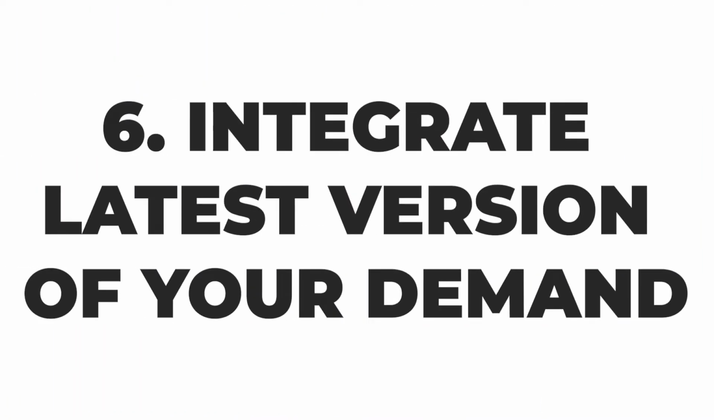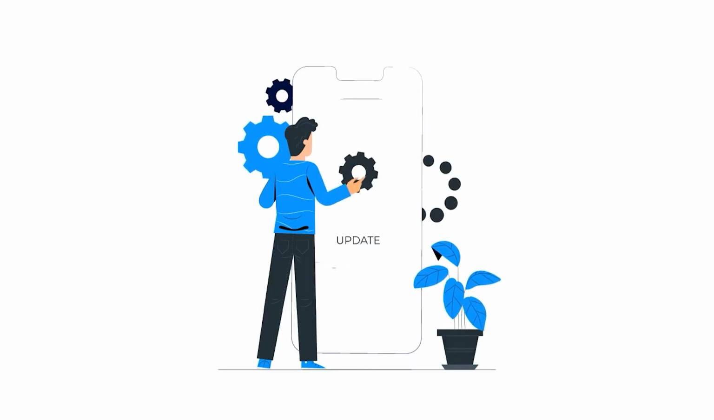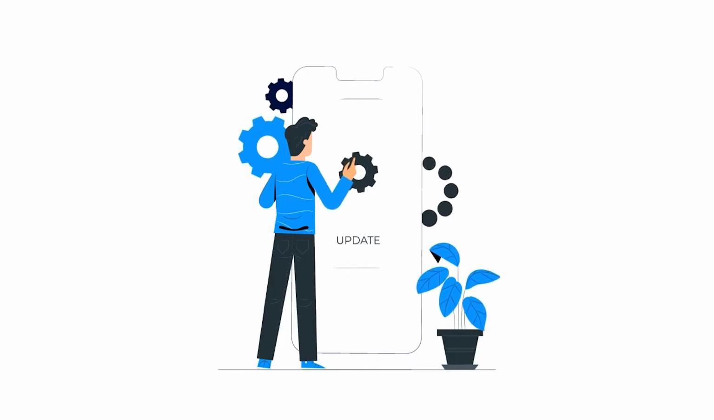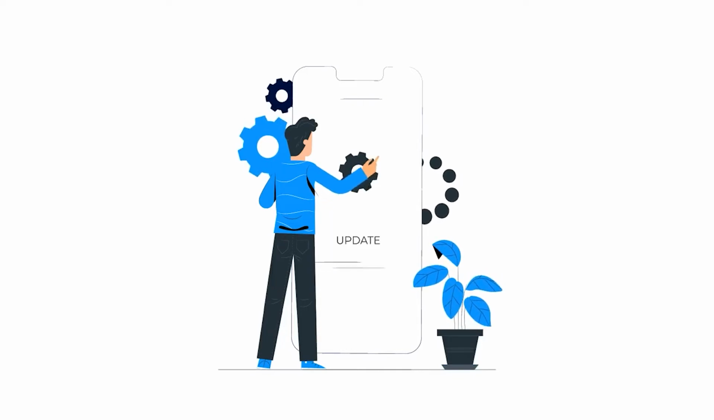Sixth, integrate the latest version of your demand. If you are using any ad network, make sure that you use the latest version of their product, as the older version may have some bugs and it may not comply with the updated policies.